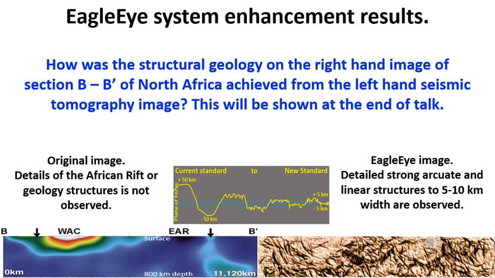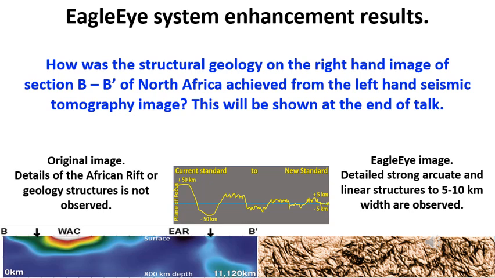EagleEye system enhancement results. How was the structural geology on the right-hand image of section BB of North Africa achieved from the left-hand seismic tomography image? This will be shown at the end of the talk.